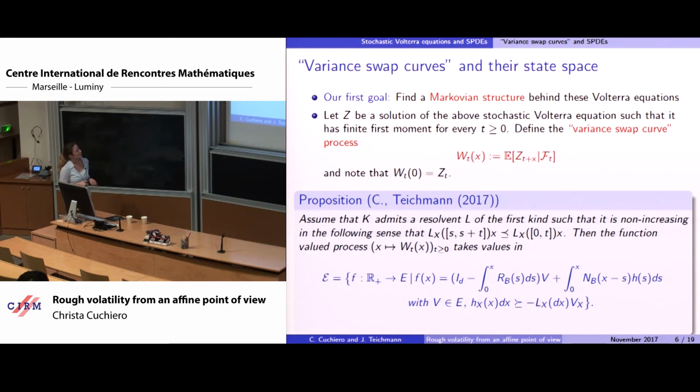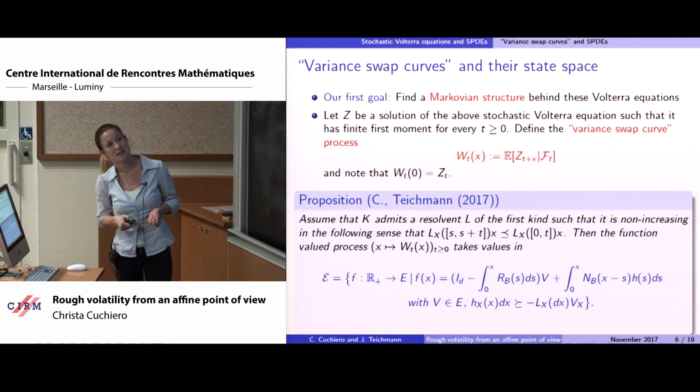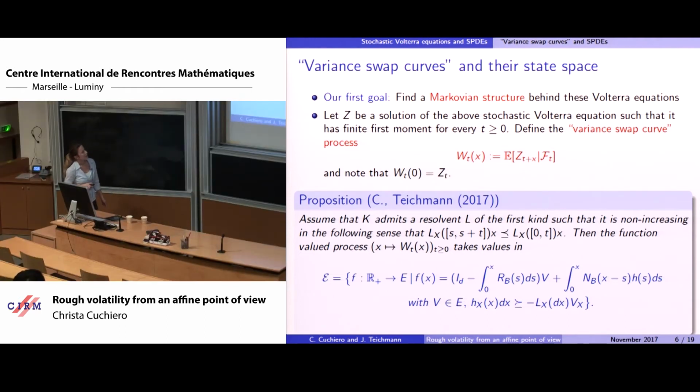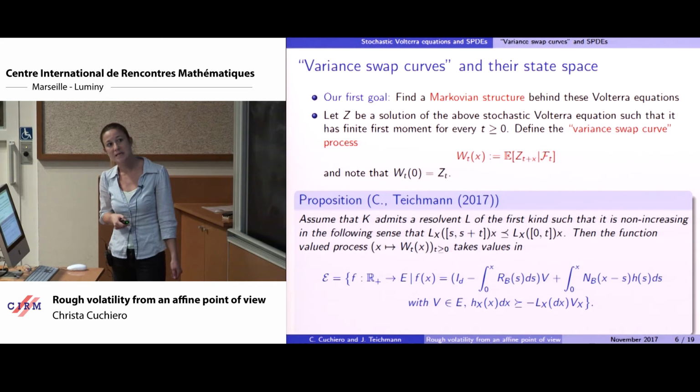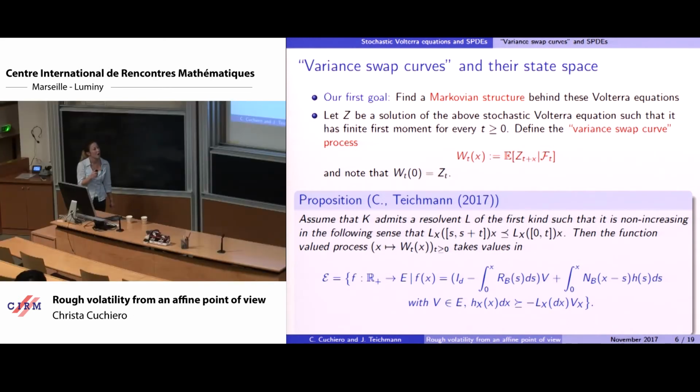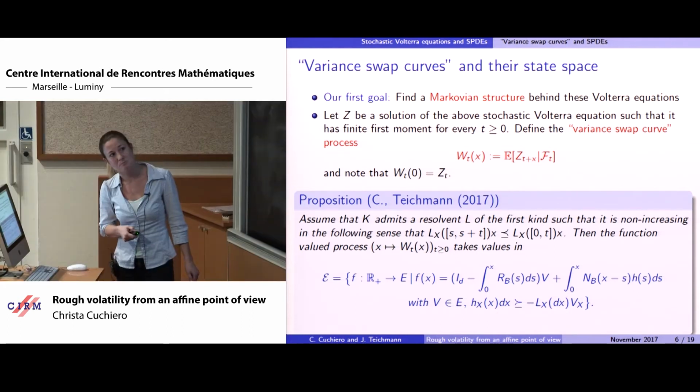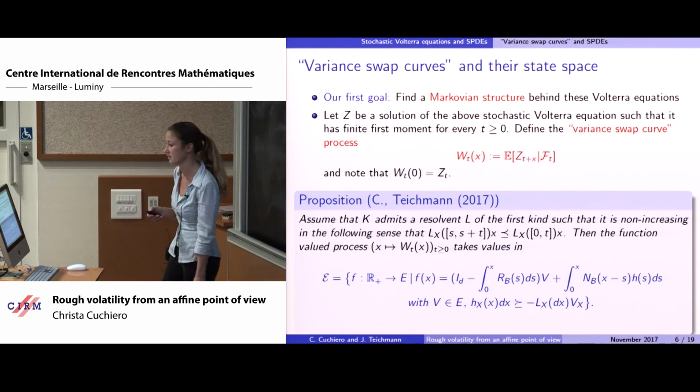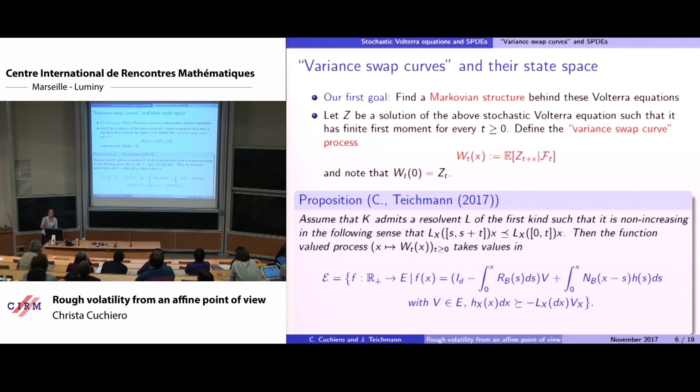And then one can prove that these variance swap curves take values in this state space. So these are functions from R plus, which take values in E. So E was the state space of our process Z. And this f of x is, so these curves are of this form, so we have here the identity matrix, then appears here this resolvent of the kernel times our matrix B, and we apply it to some element in E. And here we have a convolution with this NB, which I had before, so this was K minus the convolution of RB convolved with K, applied to some element H. And this H is a function where the X component, so the cone component, has to obey this order relation with the resolvent of the first kind. So this is a description of the state space, which appeared in a paper by Mathieu, not exactly in this form, but can be translated to this, I think.